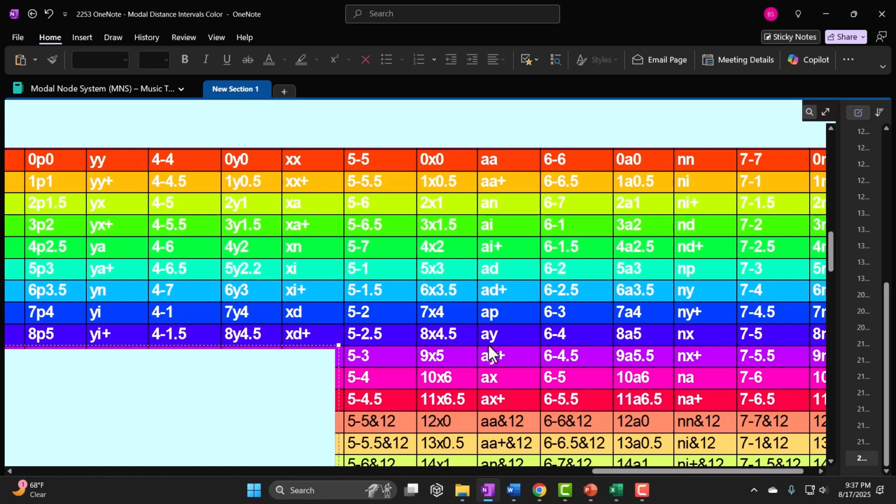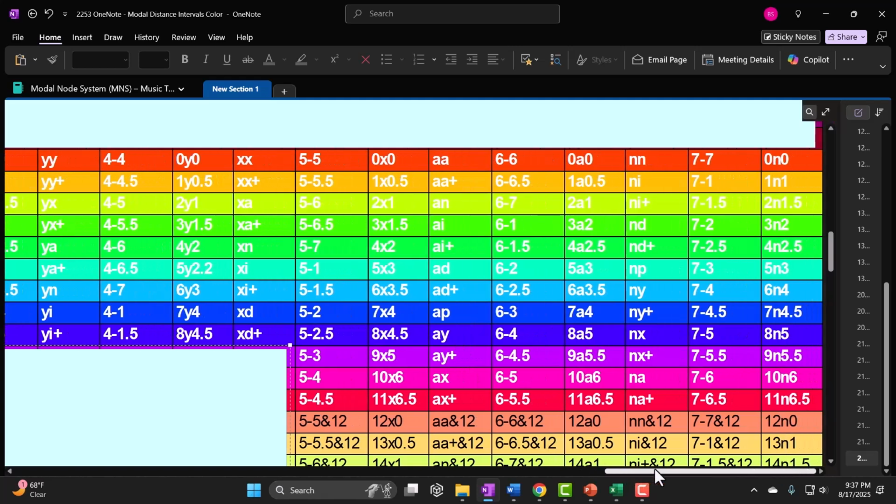So Aeolian lands us on a continent because it's a minor mode, and 8 is a minor distance. So if we go, then that would be AY modal range, landing us on the Lydian node, 6 to 4 modal range, 8 notes up from the Aeolian, 5 modal half steps, which would be a 6th scale degree, or minor 6.